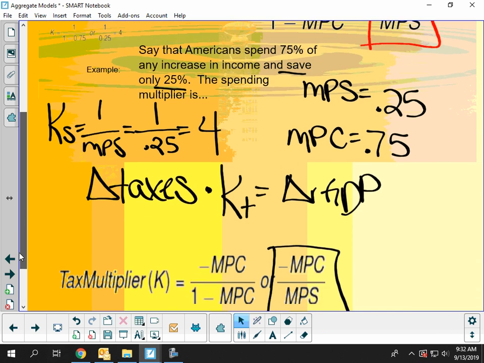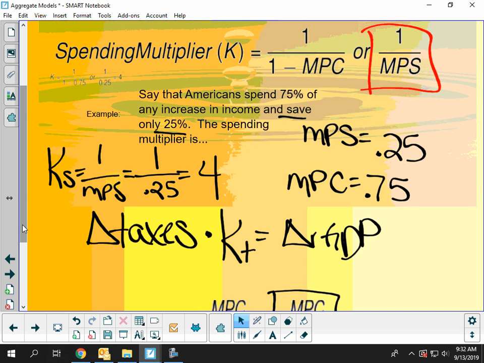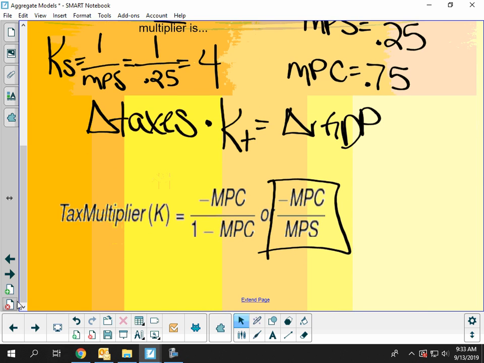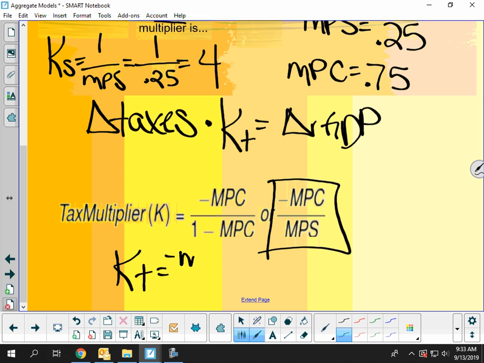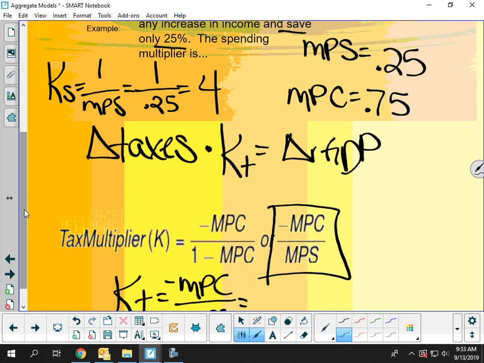Well, what about a change in taxes? Let's say that we still have the same MPCs and MPSs as a scenario. Like the scenario has not changed. Now we're going to figure out the tax multiplier, which is KT. Remember, it's negative MPC over MPS. So with our MPCs and MPSs right up here, what should be in the numerator?